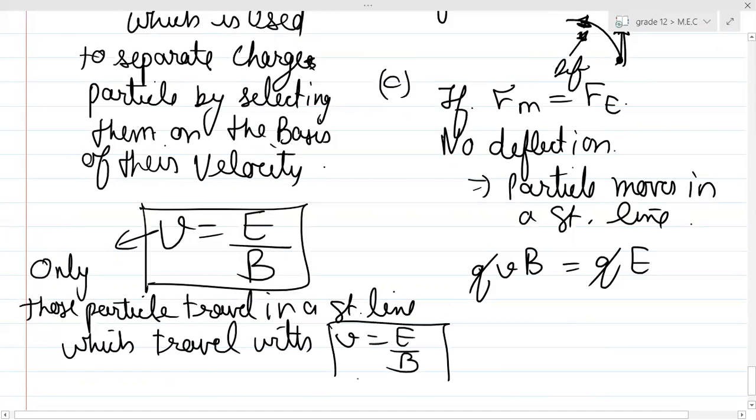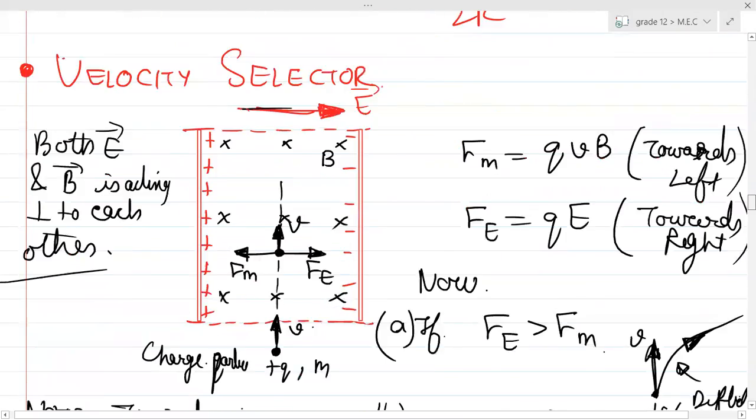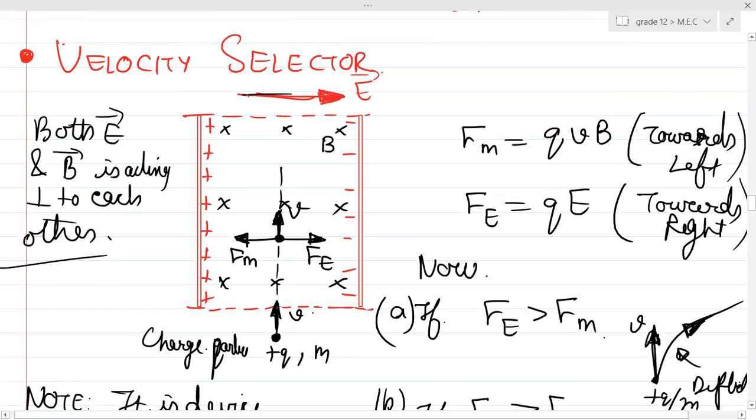Are you getting my point, guys? With the help of this velocity, by setting the values of E and B, you are selecting the particles on the basis of their velocity. So that's why this is called a velocity selector. This is a device. Please write it. And generally you will see this type of question a lot.